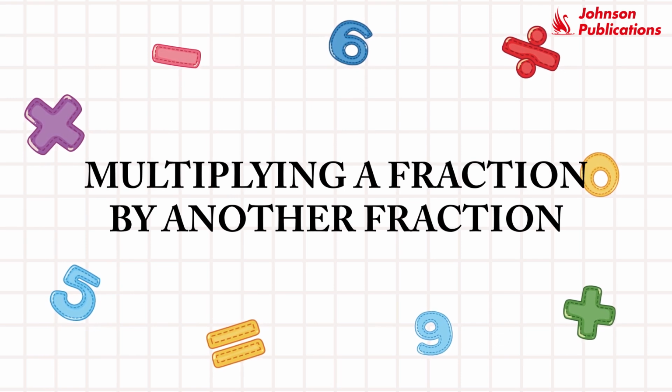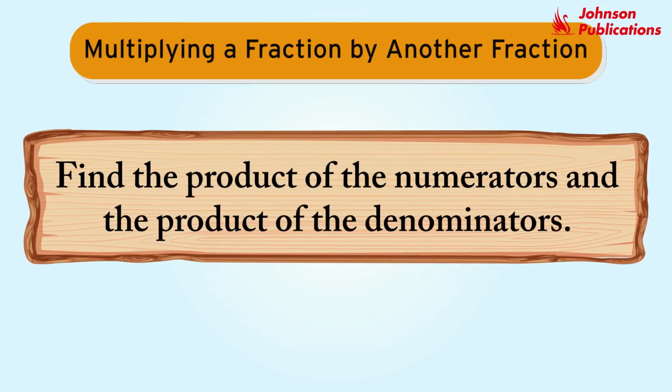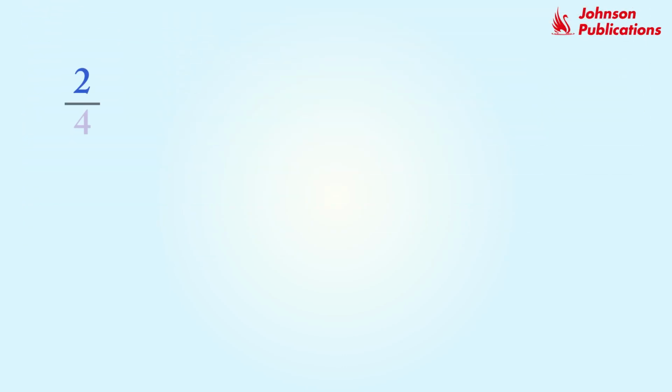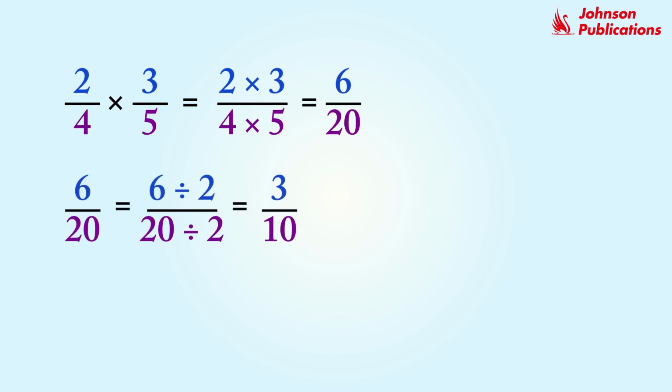Multiplying a fraction by another fraction. To do so, we find the product of the numerators and the product of the denominators. Let us multiply these two fractions. We get 6 by 20. Then we convert the fraction into its lowest form, which is equal to 3 by 10.